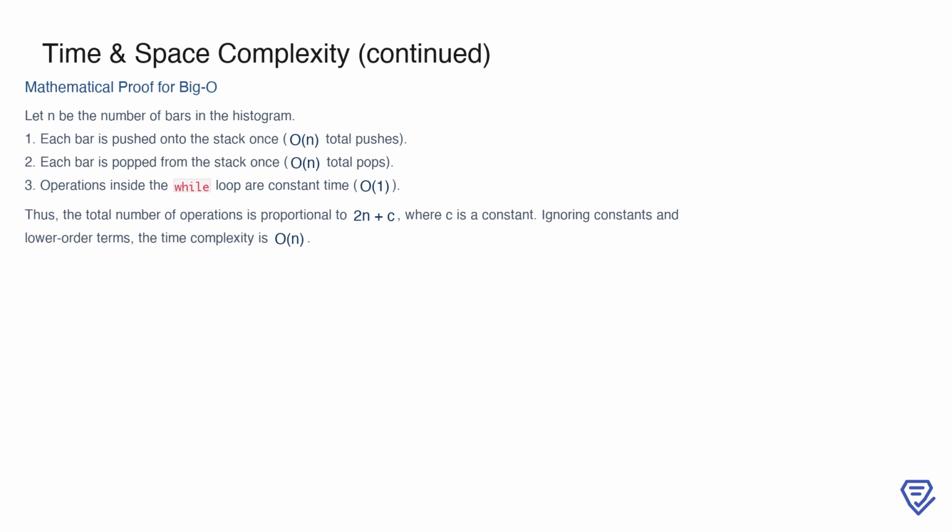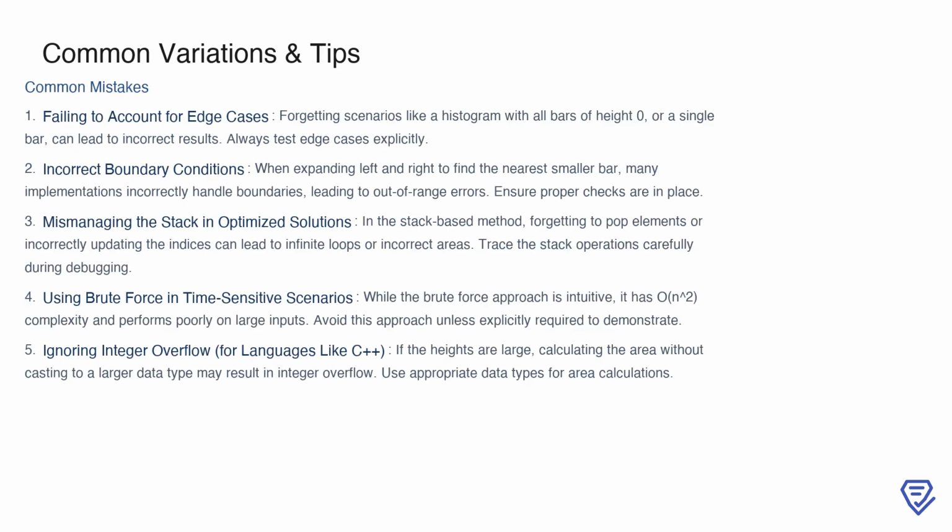When we ignore constants and lower order terms, the overall time complexity simplifies to O(n). This mathematical breakdown reaffirms that our algorithm is highly efficient, processing the histogram in linear time. When solving the largest rectangle in a histogram problem, there are several common mistakes to watch out for.